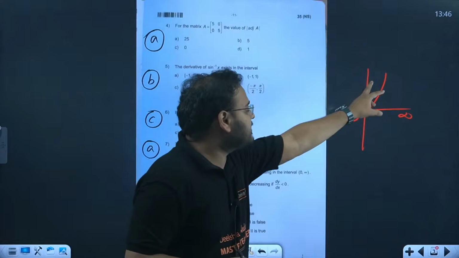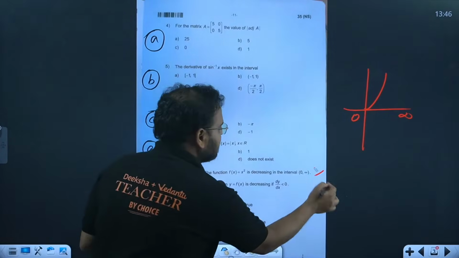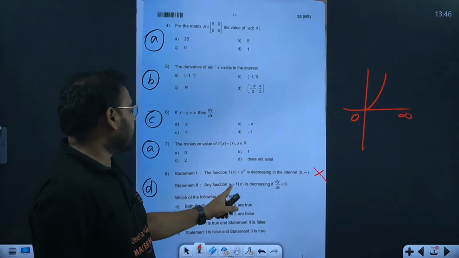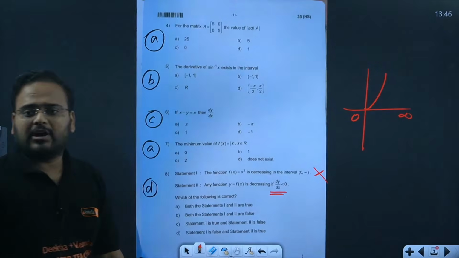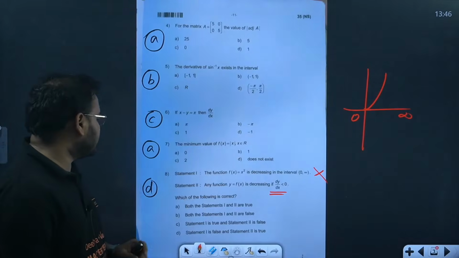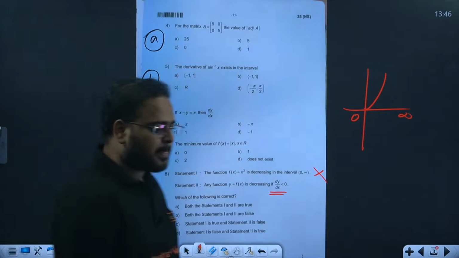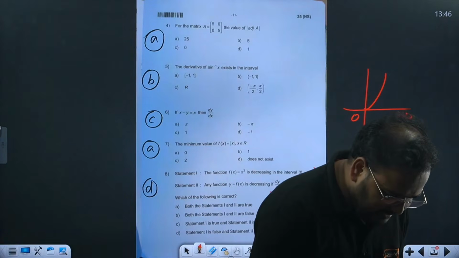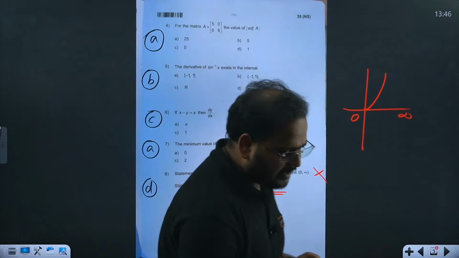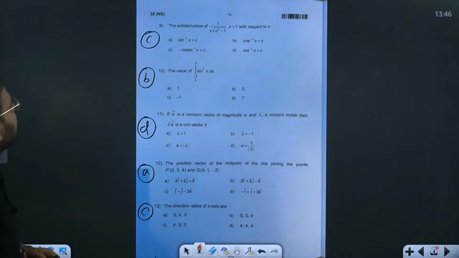It means the first statement is wrong. What happens in this function? Y equal to f(x) is decreasing whenever you have a derivative which is less than 0. For derivative less than 0, the function will be decreasing in nature. So answer 8 is option D. Yes, please check. What other question? So 8 is D, 9 is C, sir.